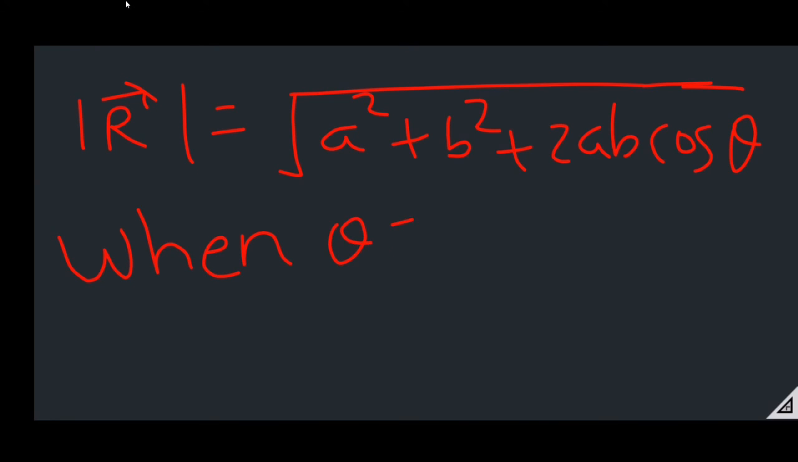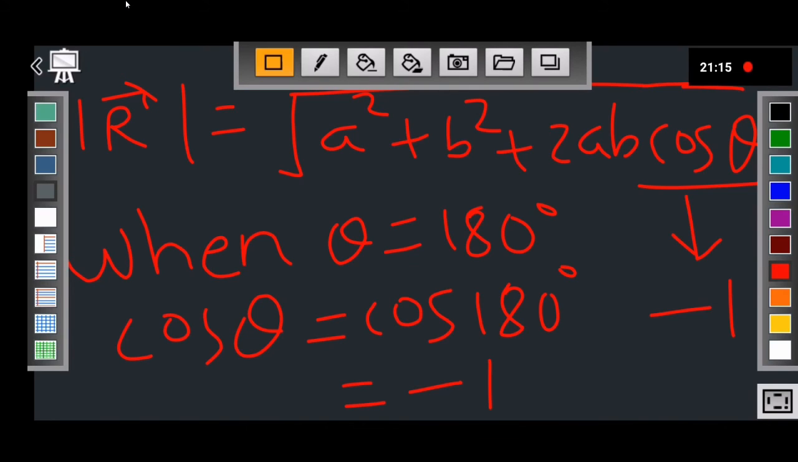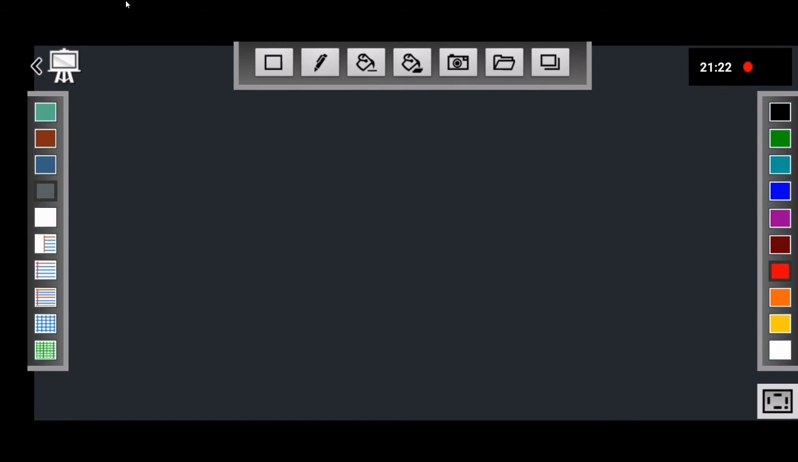Now, when theta equals 180 degree, then cos theta equals cos 180 degree, and the value of cos 180 degree will be equal to -1. So this whole part will be -1. Then the resultant R will be a square plus b square minus 2ab, because cos theta will be -1. So let's see the modulus of resultant.